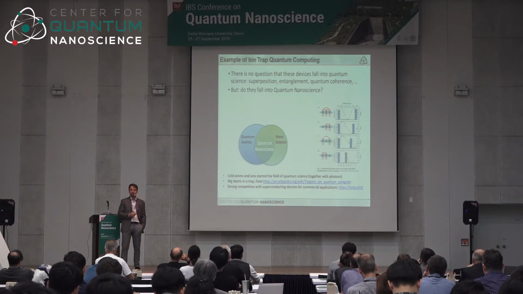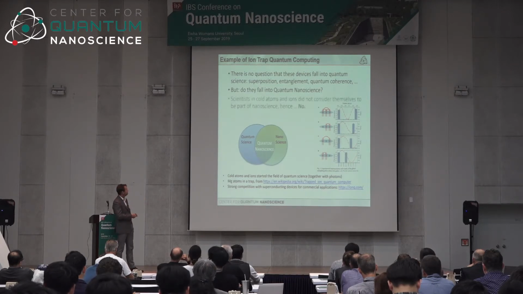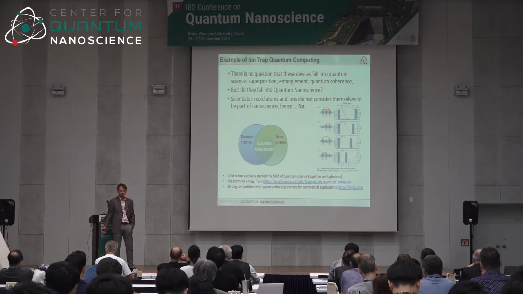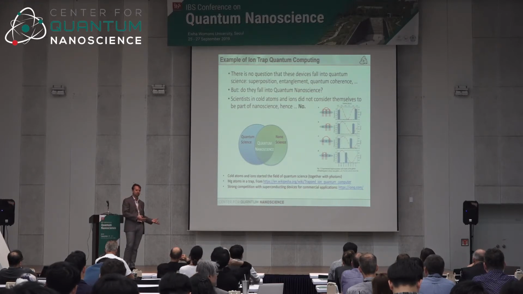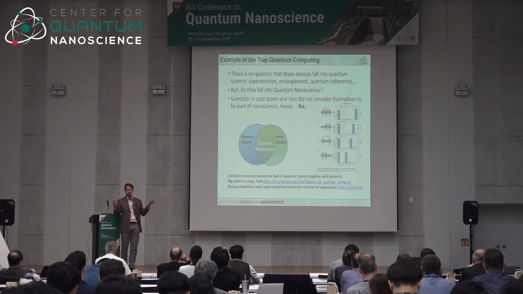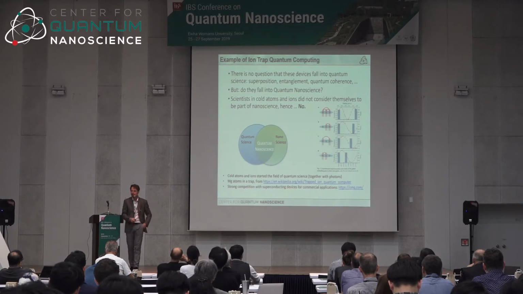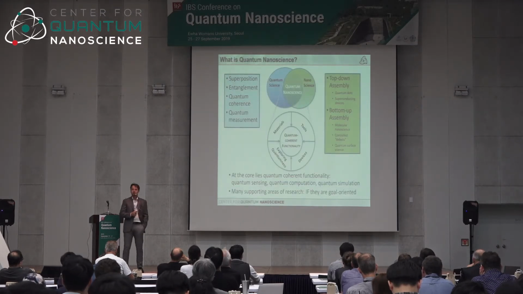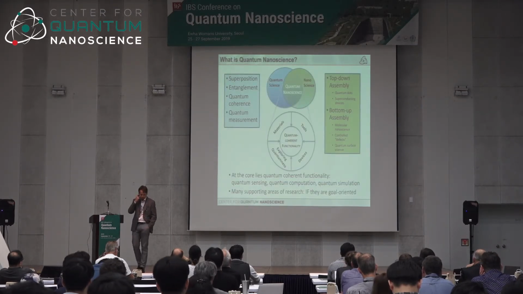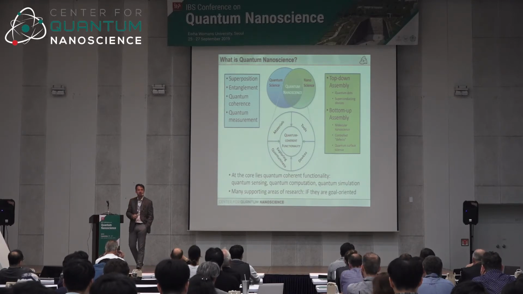There we had some very heated discussions, I would say, and in the end we decided no. Why not? Because they don't call themselves nanoscience. Right? They would never think of themselves as part of the nanoscience community, so why should they be part of the quantum nanoscience community, which by definition is a subset of nanoscience? So we decided that these people would not be in, and so we don't have a session here on ion trap-based quantum computing.